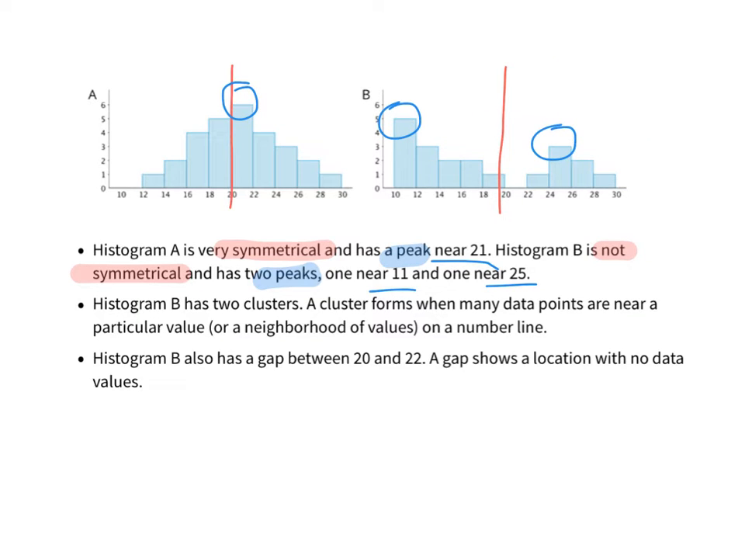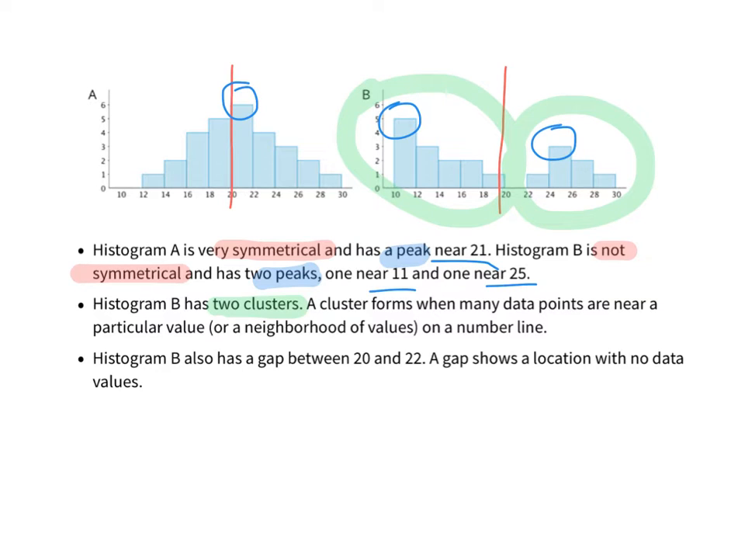All right, the next word we're focusing on is clusters. What is a cluster? A cluster is when many data points are near a particular value or neighborhood of values on a number line. So here's one cluster right here, and here's another cluster right there. That's why histogram B has two clusters. Histogram A is just one big cluster. Everything's together. But histogram B has one cluster over here and one cluster over here.